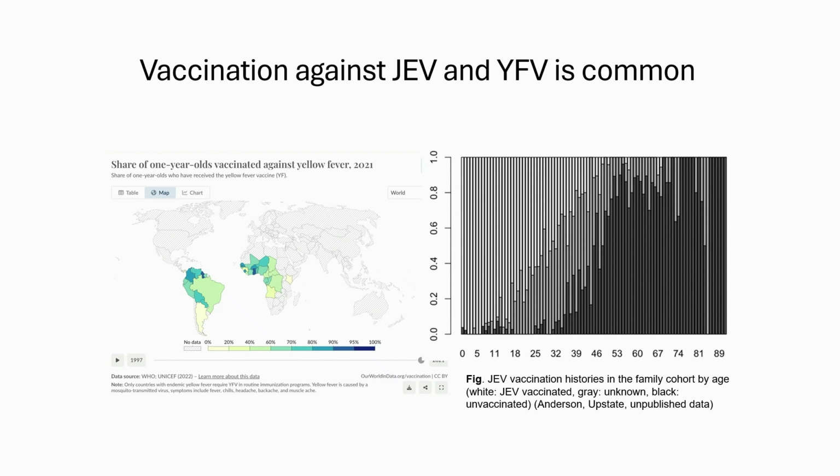This is data from our family cohort study showing by age the proportion of individuals who reported that they'd been vaccinated against Japanese encephalitis virus. So in Thailand, where we work, Japanese encephalitis virus became part of the EPI, or the expanded program on immunization, in the late 1990s or so. It began to be introduced. And so in our cohort, we can see that starting at about the age of 40, there's a steady increase in vaccination, to the point where now children in our cohort study are about 95 to 100% vaccinated against JE by the time they're 1 year old.